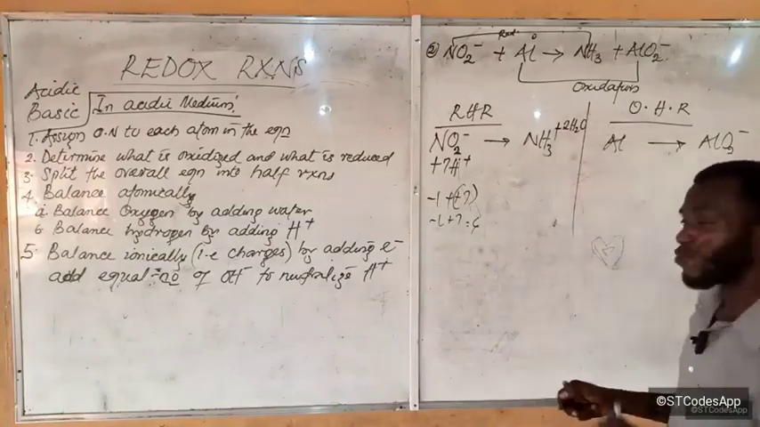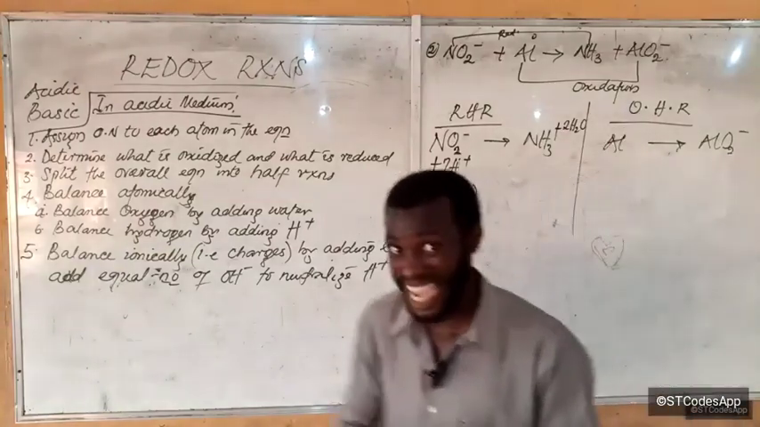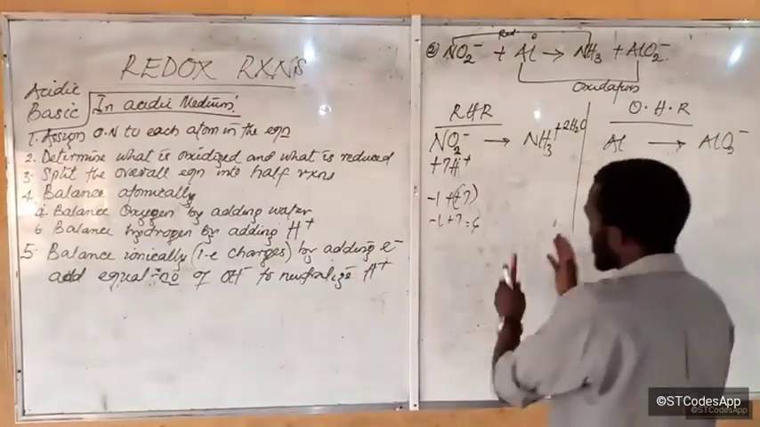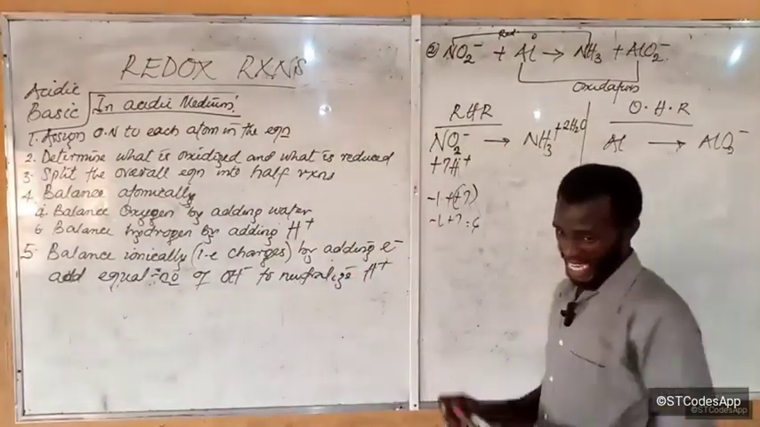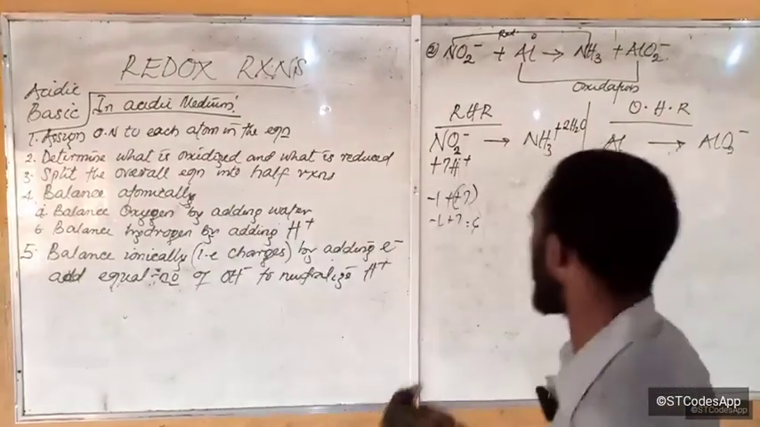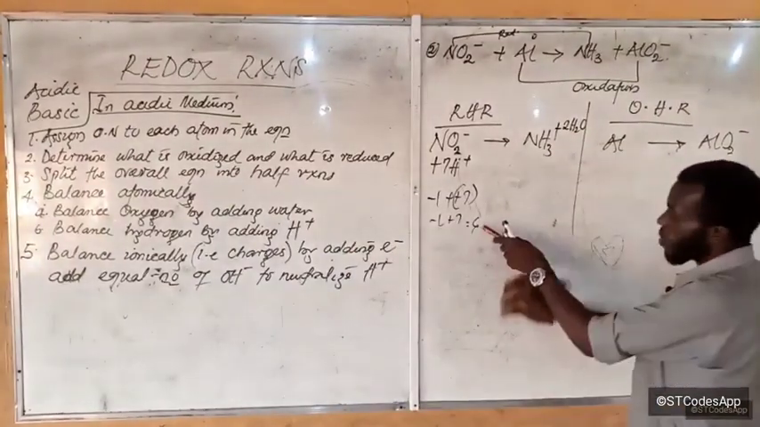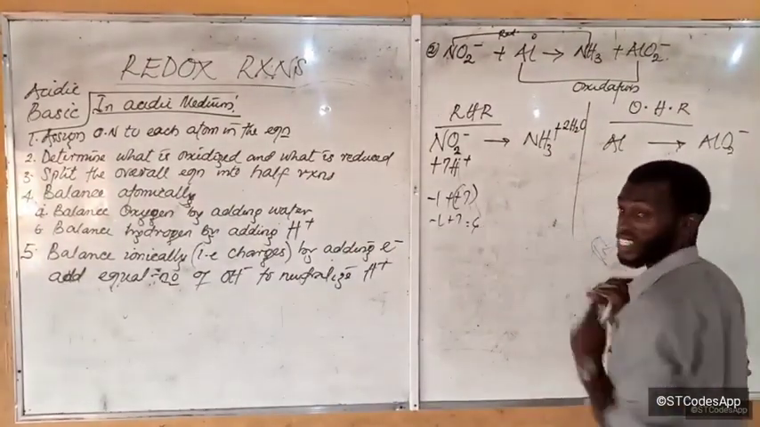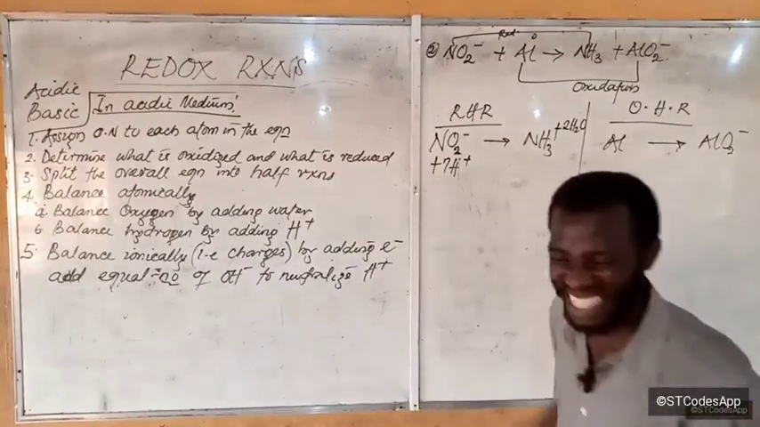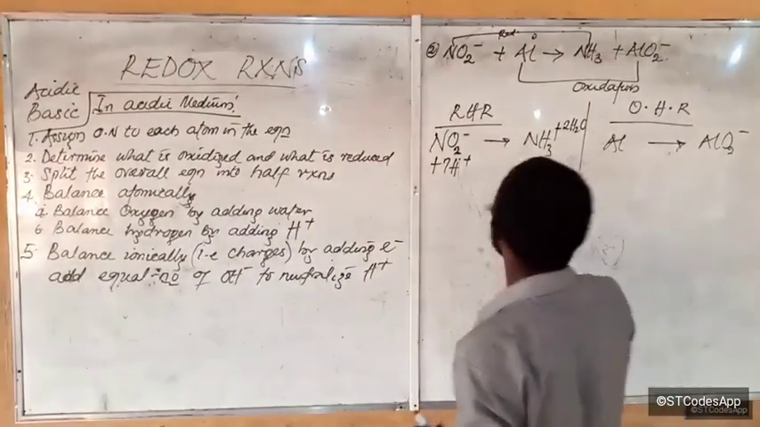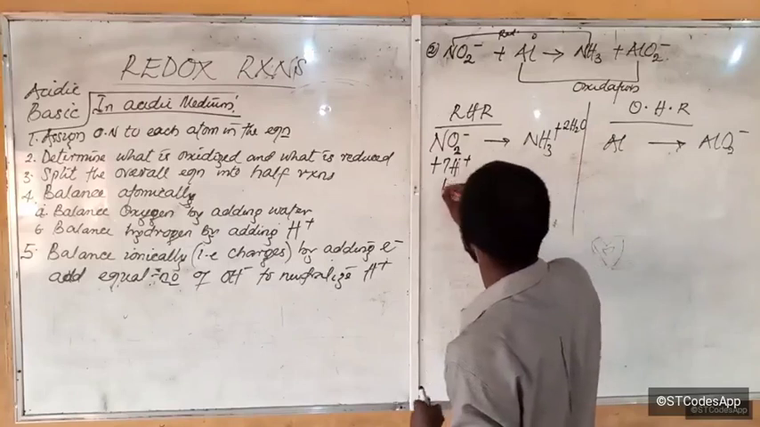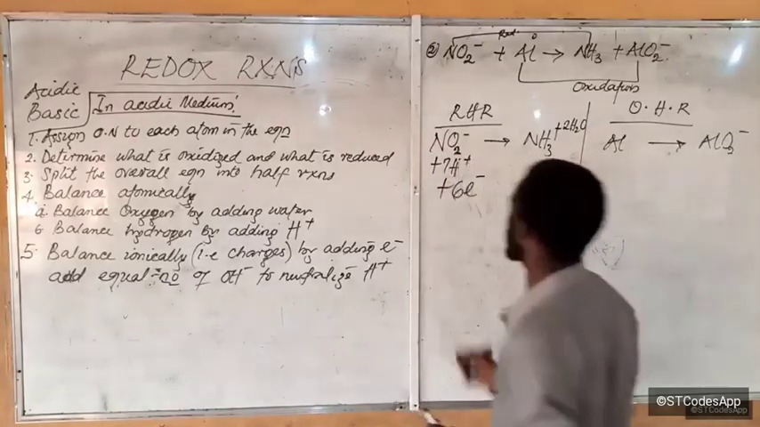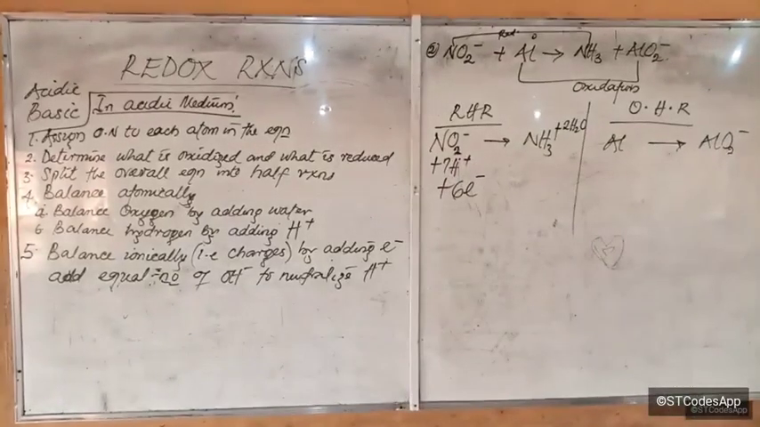So what do we do? We add the electron to the side that has the highest charge. Is that okay? So the highest charge is on this side, so we are going to add electrons here. How many electrons are we going to add? The number of charge we have here is 6 charges. So we're going to add 6 electrons to cancel out the charge to make it equal to this side. So we add plus 6 electrons.